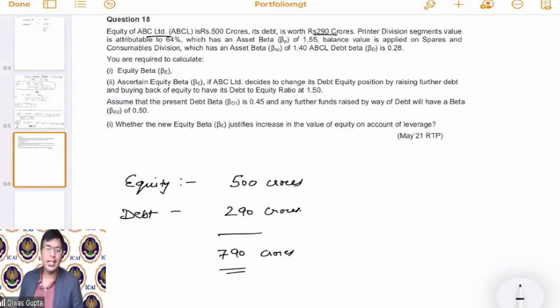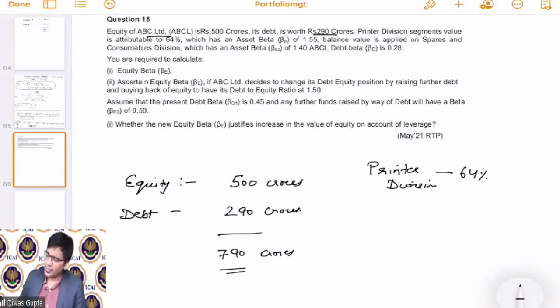Okay, so equity is given as 500 and debt is given as 290. Now there are two divisions. One is the printer division, and they are saying that it is around 64% of the total business. The total investment in the printer division is 64%, and it has an asset beta of 1.55.